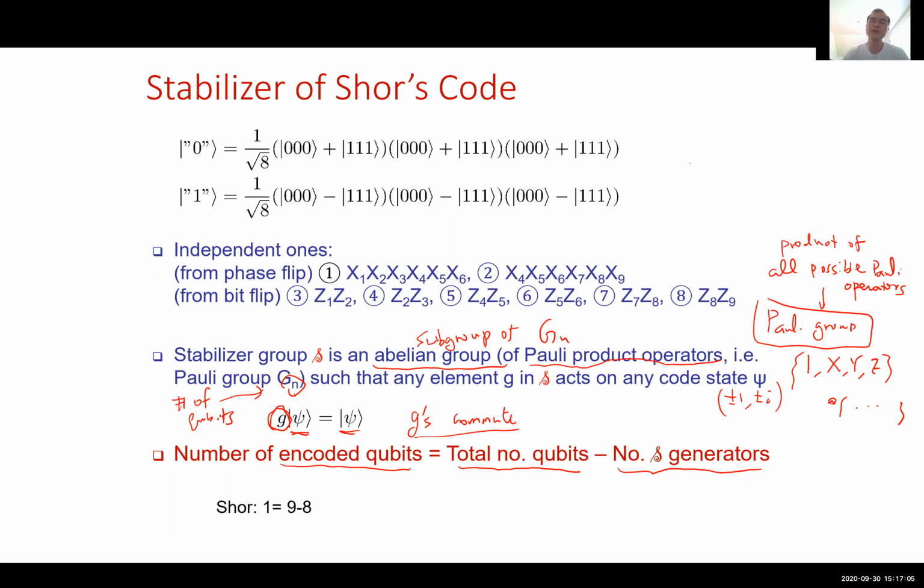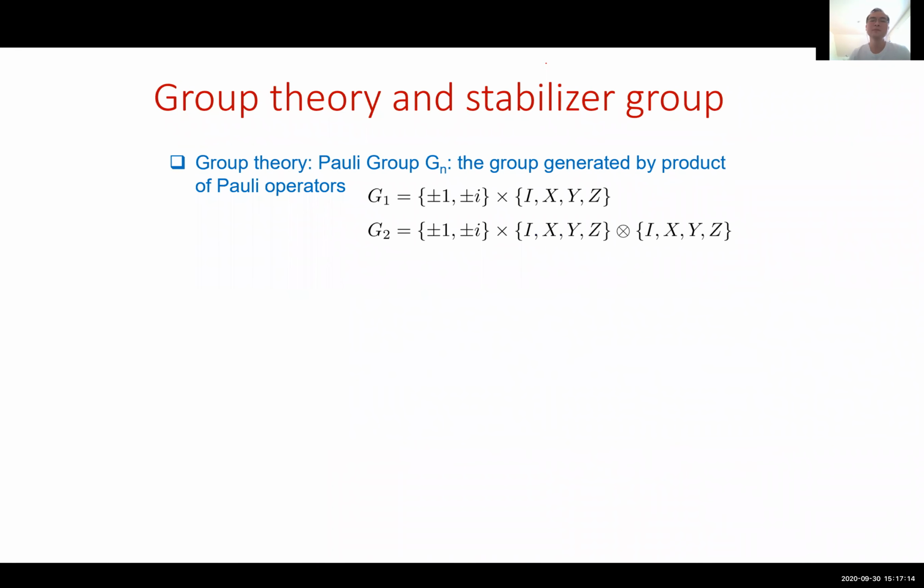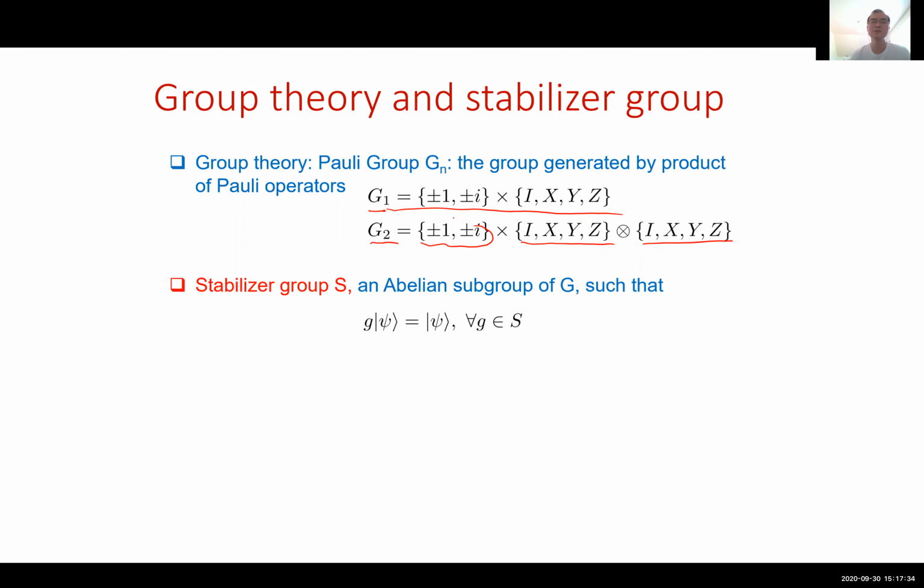Okay, so I would say this is a slightly advanced topic from the previous proof viewpoint because it uses some group theory. Yeah, so I mentioned this already. So this is a 1-qubit Pauli group. The 2-qubit Pauli group basically is you take the product of possible Pauli operators and you could also have a +1, -1 coefficient. Okay. Yeah, I already mentioned this.